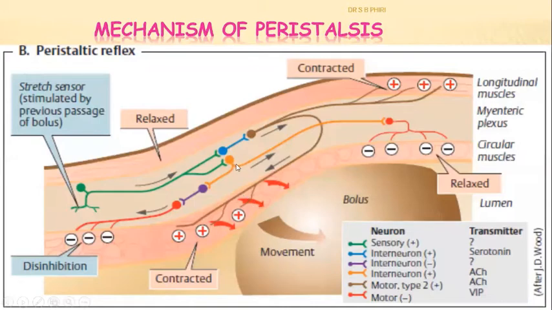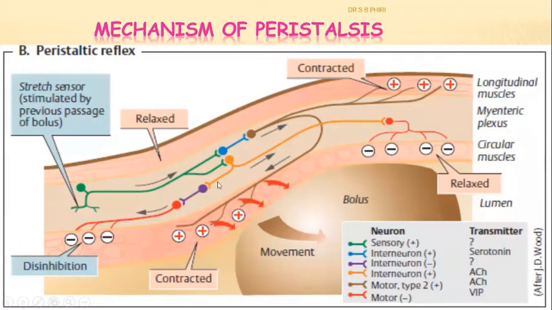Then you have the other interneuron, shown in yellow. This yellow interneuron is communicating with the motor neuron shown in red, which is innervating the circular muscles beyond the bolus. It's inhibitory. Inhibitory neurotransmitters are released here, like nitric oxide, then VIP, vasoactive intestinal peptide, and also ATP. That is going to inhibit these circular muscles from contracting. So there is relaxation, the lumen is going to increase, and the bolus can easily move.